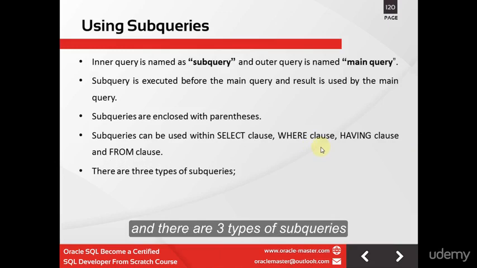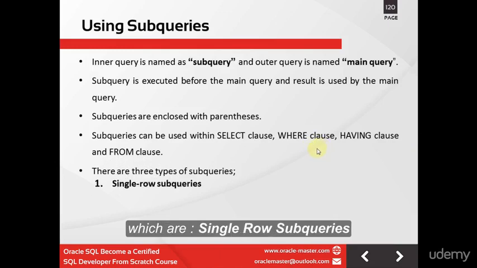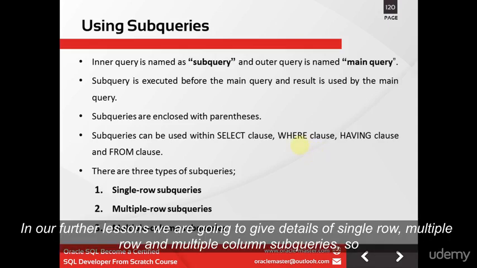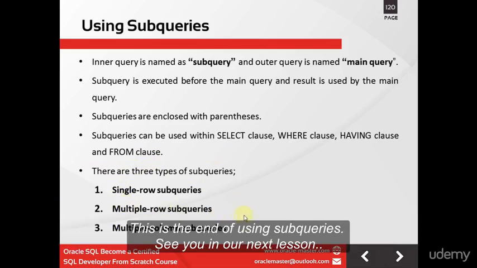And there are three types of subqueries, which are single row subqueries, multiple row subqueries, and multiple column subqueries. In our further lessons, we are going to give details of single row, multiple row, and multiple column subqueries. So this is the end of using subqueries.